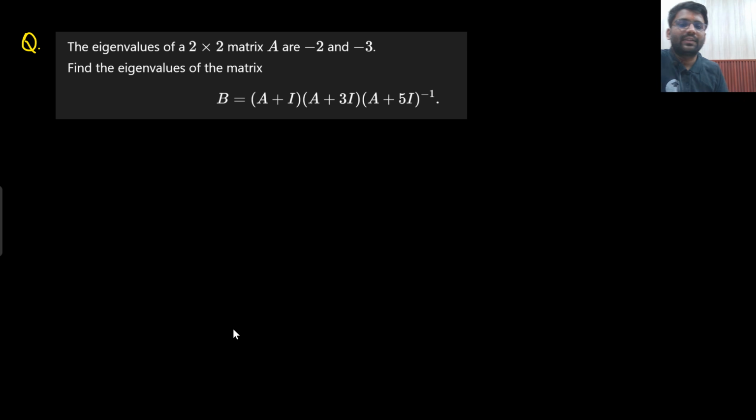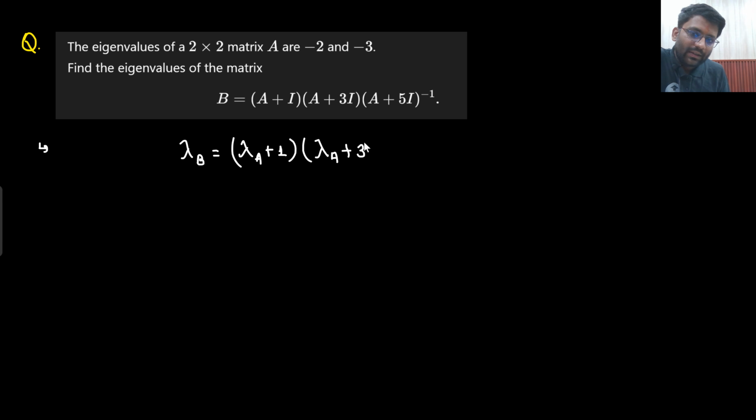The eigenvalues of a 2 cross 2 matrix are -2 and -3. You need to find out the eigenvalues of matrix B. So can you write down for matrix B what will be your eigenvalue? For matrix B, sir, the eigenvalue will be lambda plus 1, lambda plus 3 into I, 3, and lambda plus 5. Say yes or no, right?